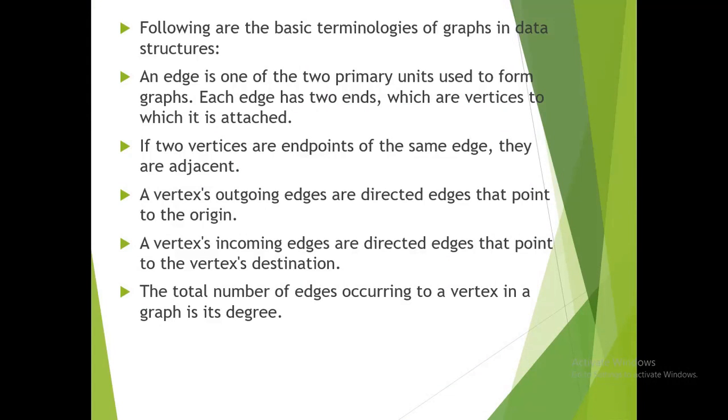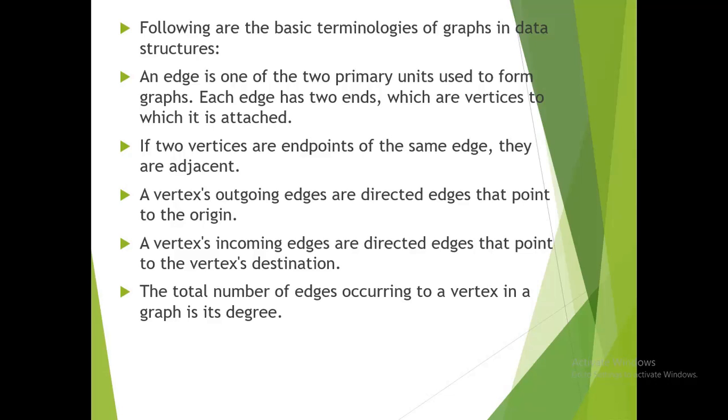An edge is one of the two primary units used to form a graph. Each edge has two ends, which are vertices to which it is attached. If two vertices are endpoints of the same edge, they are adjacent. A vertex's outgoing edges are directed edges that point away from the vertex, and a vertex's incoming edges are directed edges that point to the vertex.